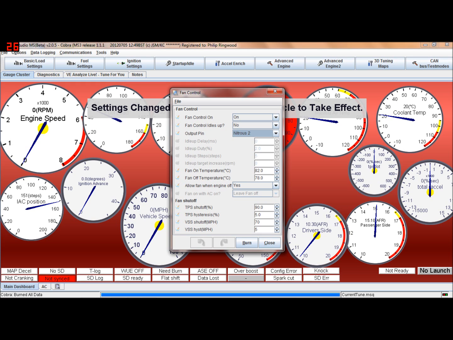And then you've got the temperature the fan will come on at, so that pin will go to ground, switch the relay on at 82 degrees, and my fan turns off at 78 degrees. And allow the fan to be on when the engine's off. Well, that's if the engine's not running but the ignition's on, that'll stay on. And on MS3, you can shut the fan off at wide open throttle. So if I put my foot to the floor, 90%, the fan will turn off. Or if I go above 70 mile an hour, I've got a speed sensor. You'd have to have vehicle speed sensors connected to do that. So hopefully above 70 mile an hour, you wouldn't need the fans on, but yeah.